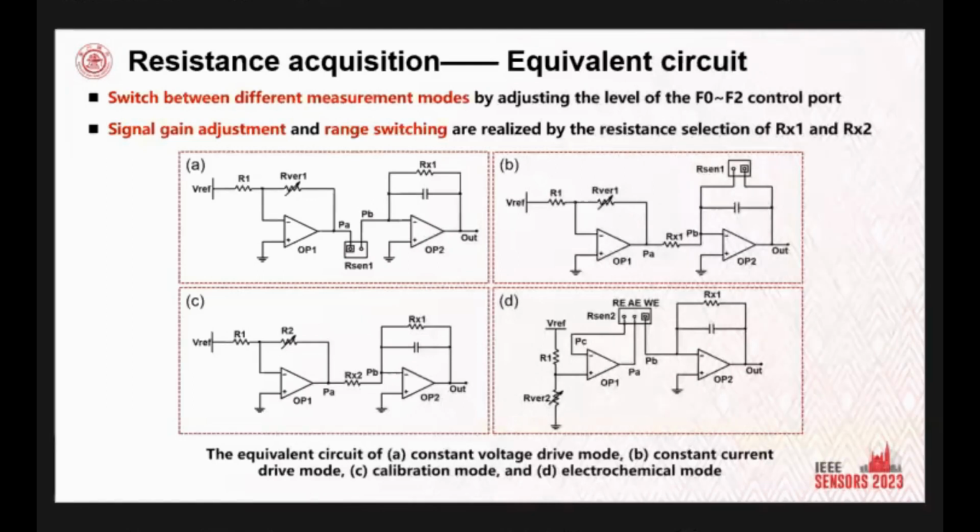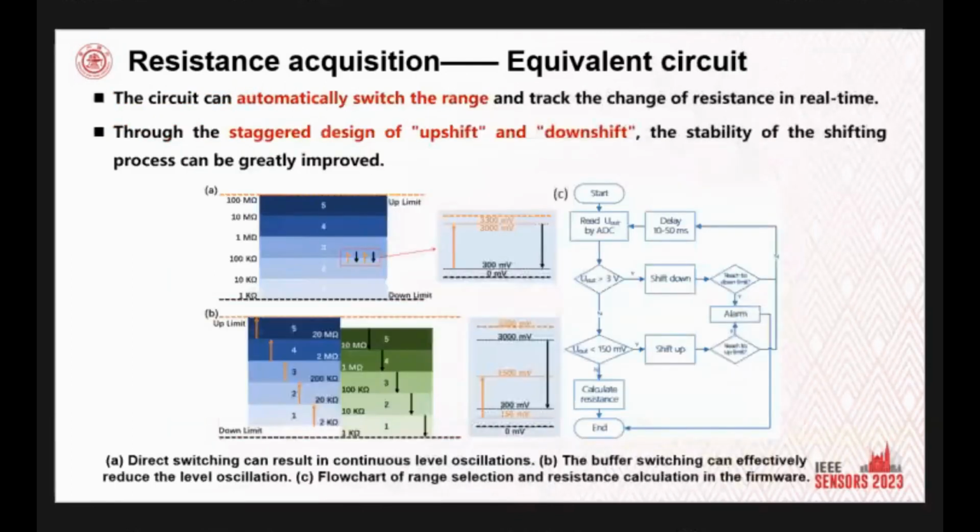In this work, the constant voltage measurement is employed to match the resistance value of the material. The measurement circuit can automatically switch the range under the control of the firmware and track the change of resistance in real time. Through the staggered design of upshift and downshift, the stability of the shifting process can be greatly improved.